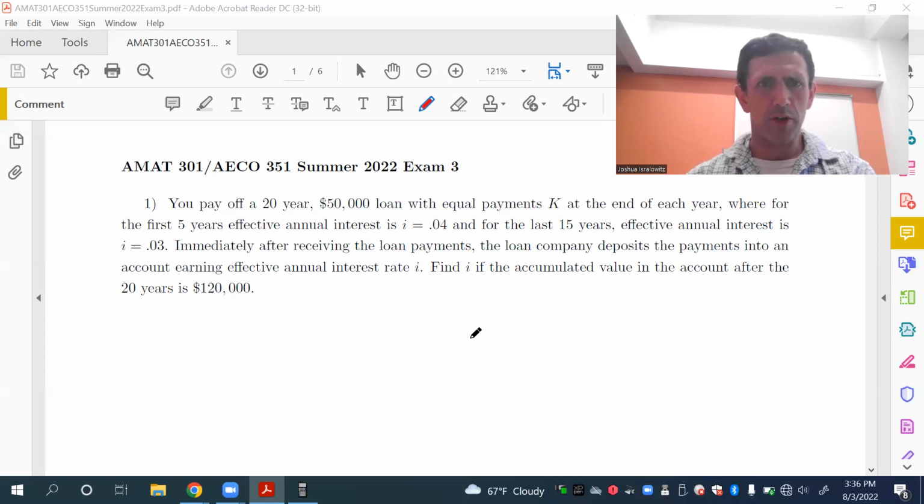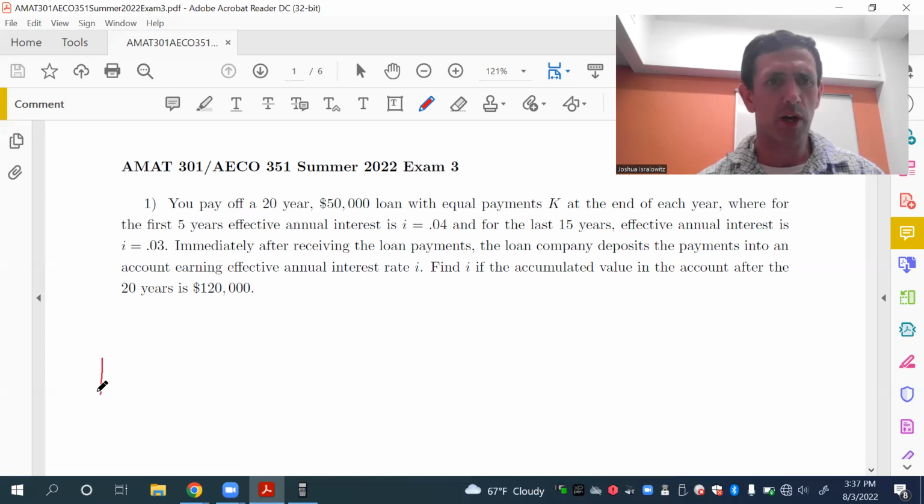Okay, so problem one: you pay off a 20-year, $50,000 loan. Equal payments K at the end of each year. For the first 5 years, interest is 4%. For the last 15 years, interest is 3%. Immediately after receiving the loan payments, the loan company deposits the payments into an account earning an interest rate I. The accumulated value after 20 years is 120,000. Find I.